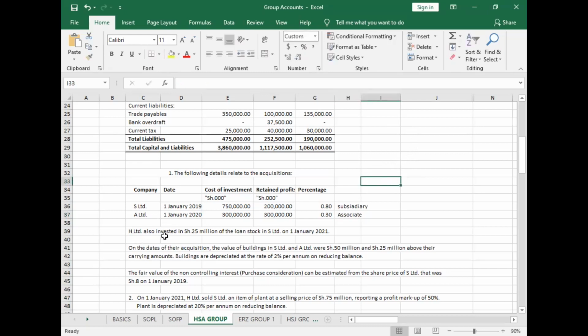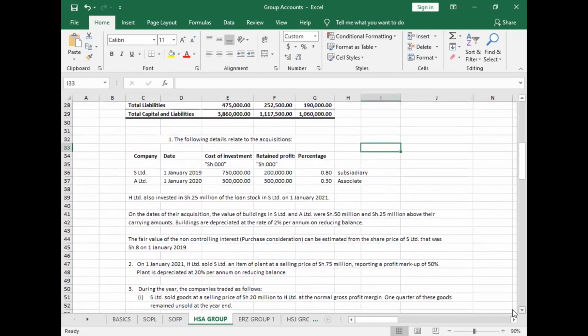You've been told also H Limited invested 25 million in the loan stock of S, isn't it? Then on the date of acquisition, the value of buildings in S and A. So this one will now result in a revaluation gain, what we were talking of, isn't it? Then the fair value, this means that the goodwill will be on the full goodwill method, isn't it? Because you've been given the fair value of non-controlling interest, isn't it?